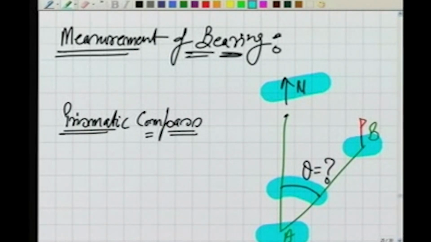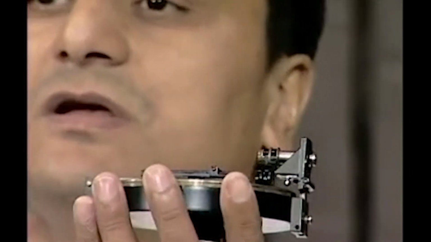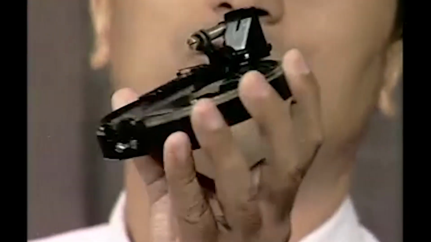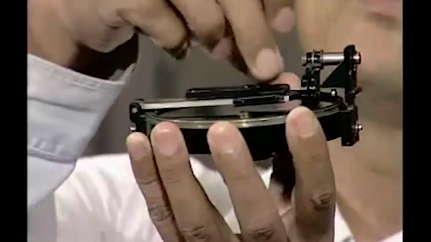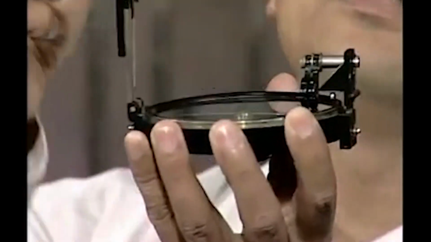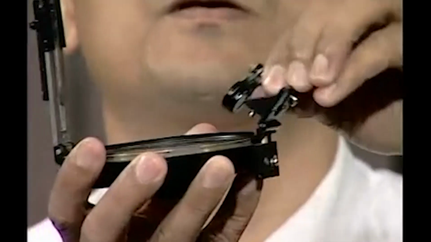Now there are a couple of instruments in order to do that. We are seeing one which is the prismatic compass. I will tell you about the various parts of the prismatic compass now. The prismatic compass comes in a cover. When you open it, it will be clamped like this. I can open the vane number 1 and number 2 here. Now this is ready for taking the observations.